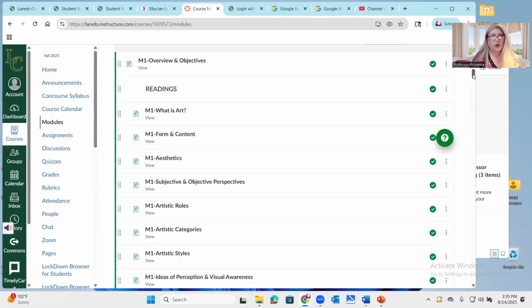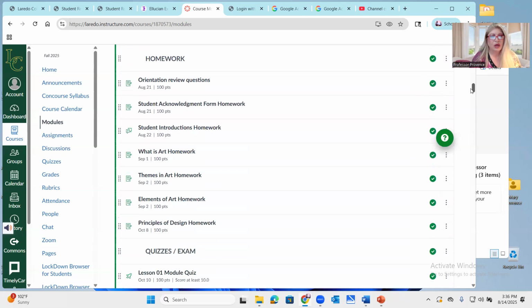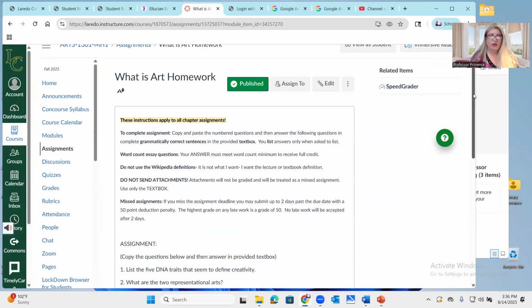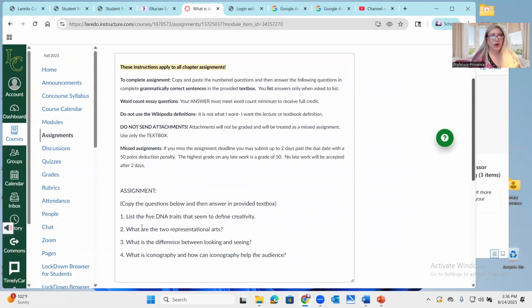And your homework, let's go ahead and open it up just so you'll know what it is I'm asking of you in your homework. Okay, so we've already discussed those 5 DNA traits. Okay, now we're going to be talking about what are the 2 representational arts. We're going to discuss the difference between looking and seeing, and then discuss iconography and how iconography can help you.